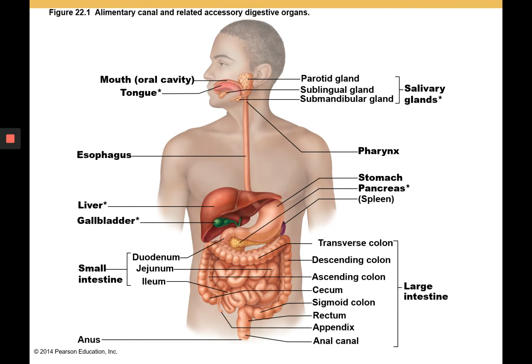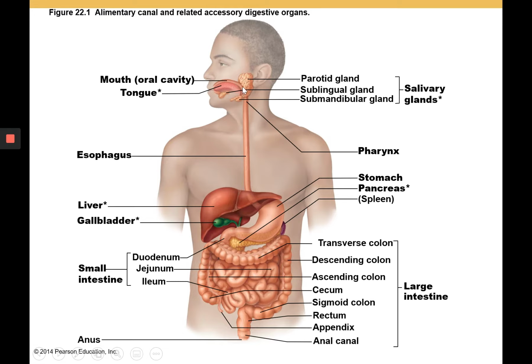The accessory organs are not a part of the alimentary canal, but they do produce secretions or enzymes that are dumped into the alimentary canal. Here we can see structures such as the oral cavity, which contains the tongue, the parts of the pharynx, which are medial or just under the parotid gland here, one of our salivary glands. Our salivary glands include the parotid, sublingual, and submandibular gland. The pharynx is another word for the throat.